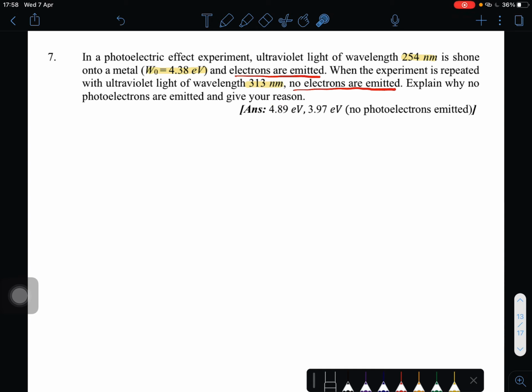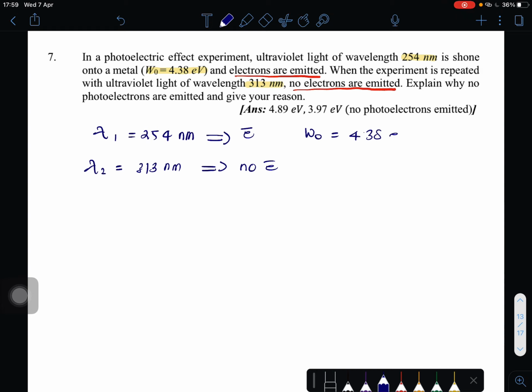Okay, so this one adalah photoelectric experiment di mana kita gunakan dua wavelength. Wavelength yang pertama 254 nanometer di mana we can observe that there are electrons. And then the second wavelength we use is 313 nanometer, but we can observe that there is no electron. And then the work function of the metal, we still use the same metal, 4.3 electron volt.